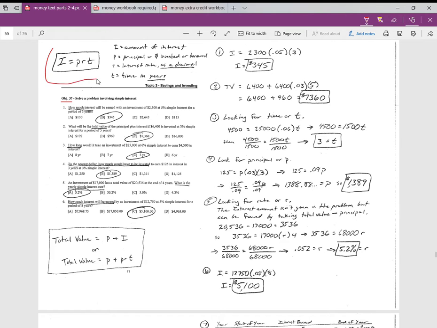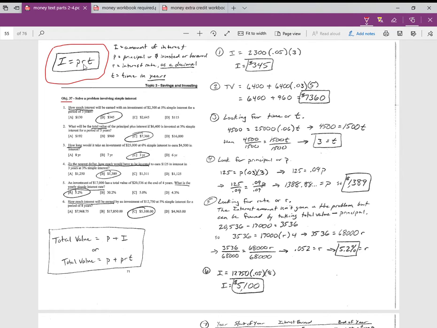This is going to be your main formula. I stands for the amount of interest, which is either the amount of extra money that you're going to owe when you borrow money, or the amount of extra money you make if you invest money. The P is for principal. That is the amount that you either invest, like put into a savings account or into stocks or some sort of investment, or it can be the amount you borrow. So if you take out a loan, that's the amount you would borrow. That is called the principal.